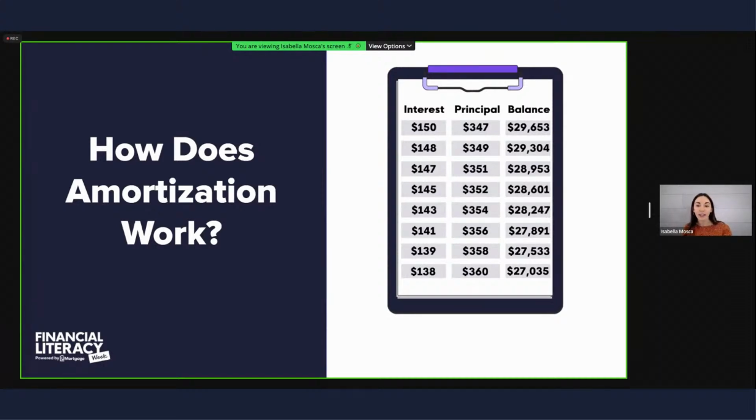As you can see, the amount varies in the interest and principal paid each month. Amortization calculates the most efficient way to pay back the loan in a timely manner. So let's go visit Aaliyah again and see how amortization is working for her.